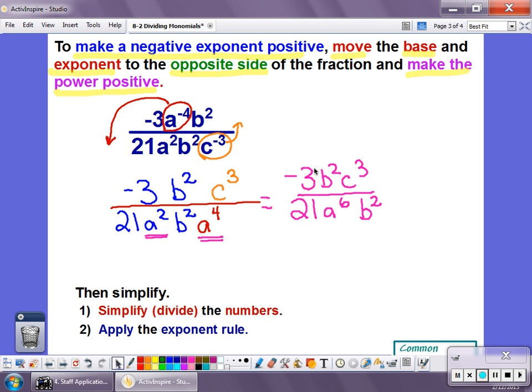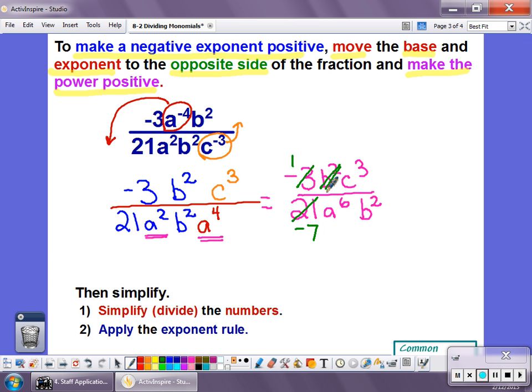I know that -3 and -3 and +21 have a common factor of -3. -3 divided by -3 is going to give me 1. 21 divided by -3 is going to give me -7. Okay? I have 6 a's on the bottom. I don't have any on the top, so there's nothing there to subtract.